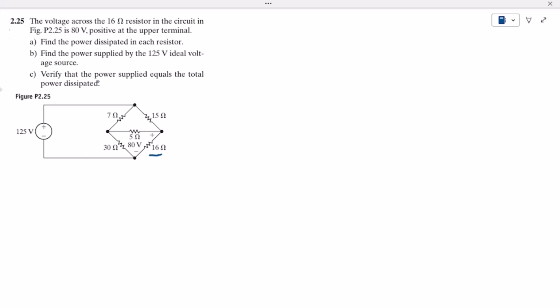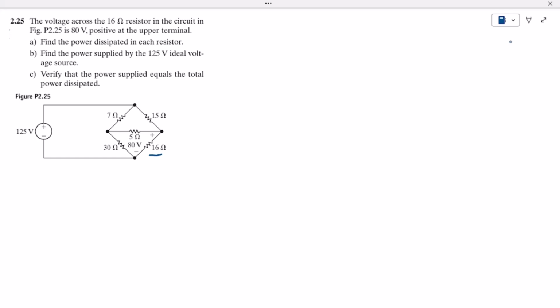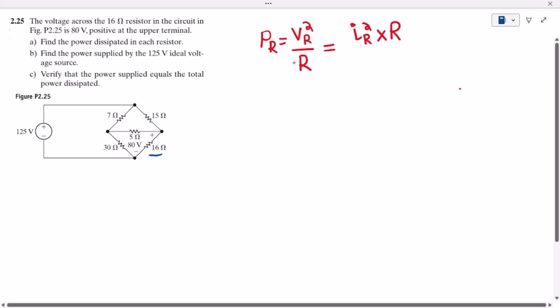Okay, first of all we have to find out the power dissipated in each resistor, and we have to keep in mind that the power consumed by each resistor can be found in terms of the voltage, V squared divided by R, or in terms of the current, I squared times R. Okay, so these are the two formulas which we can use for the resistors here.